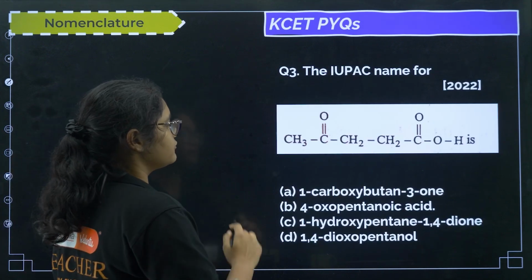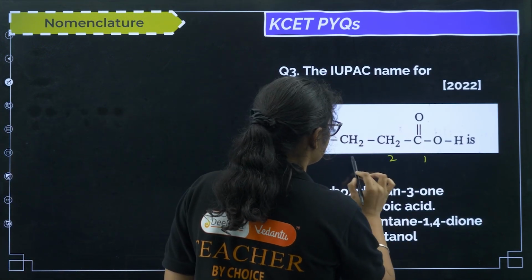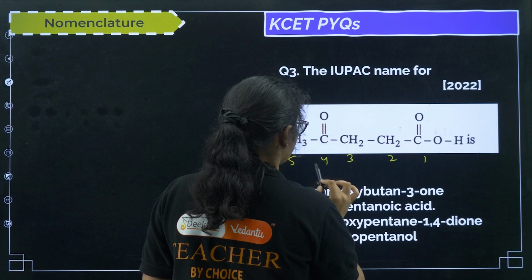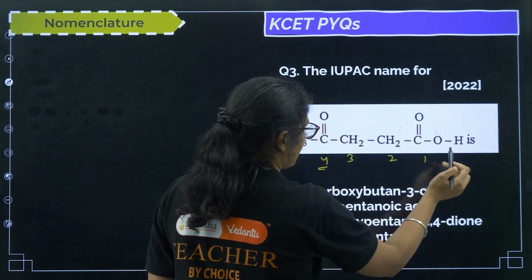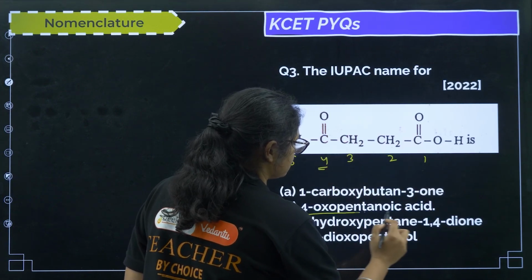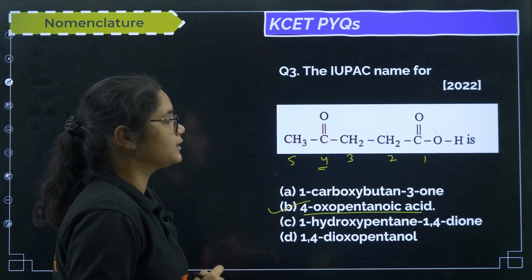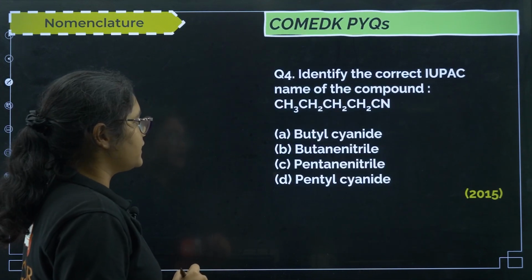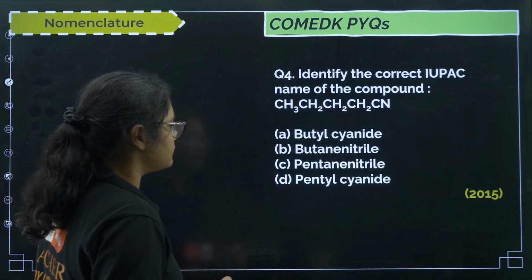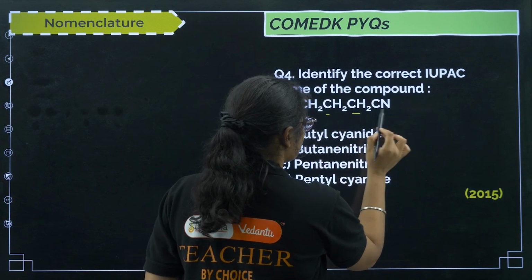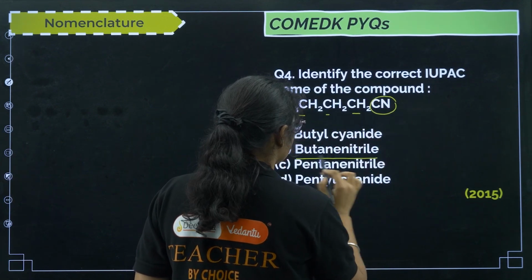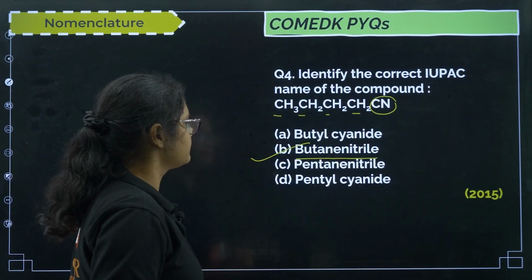Next, IUPAC name of this compound, you have 1, 2, 3, 4 and 5, right. So 4-oxo and you have pentane-1-oic acid. Okay, so option number B here. Next, identify the correct IUPAC name of the compound. So you have 1, 2, 3, 4 and this is nitrile, so it is butanenitrile, option number B.